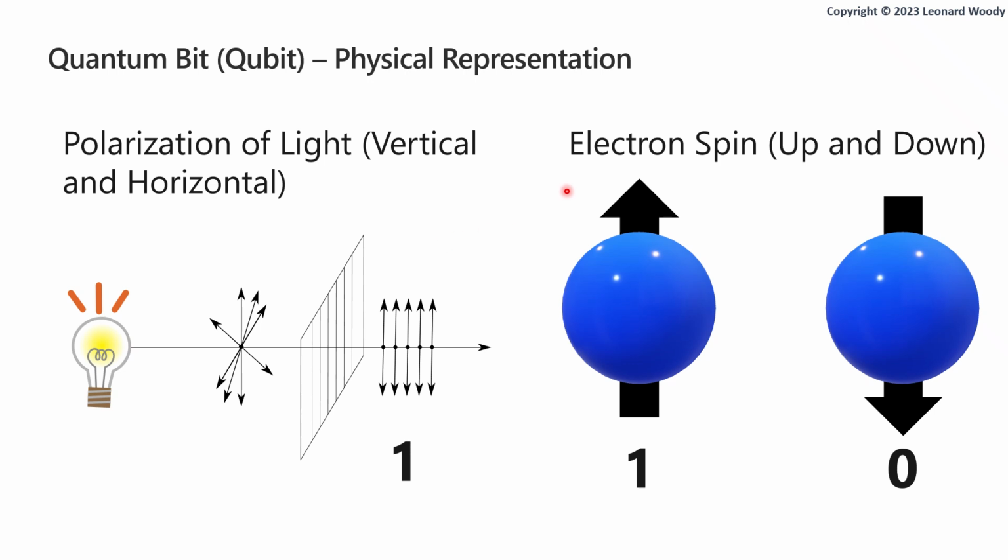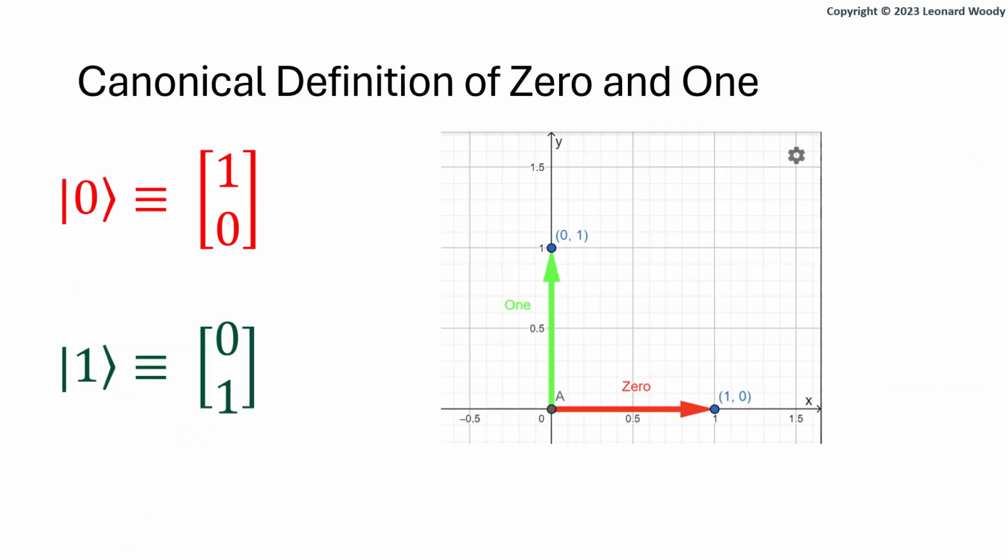Additionally, we could also use electrons. Electrons have a property called spin, and when we measure an electron, if it has a spin up, we could say that's a 1, and when it has a spin down, we could say that is a 0. So these are two physical representations that we could use for a qubit.